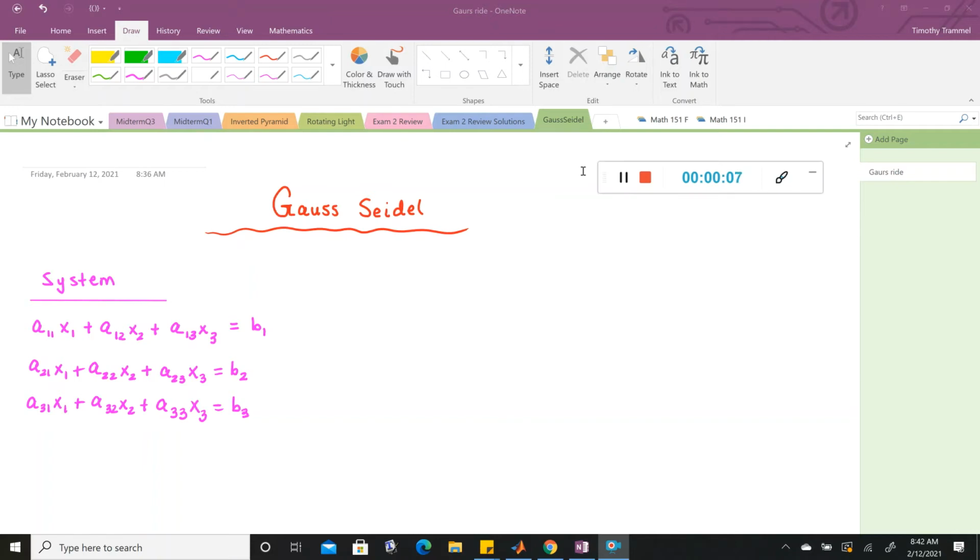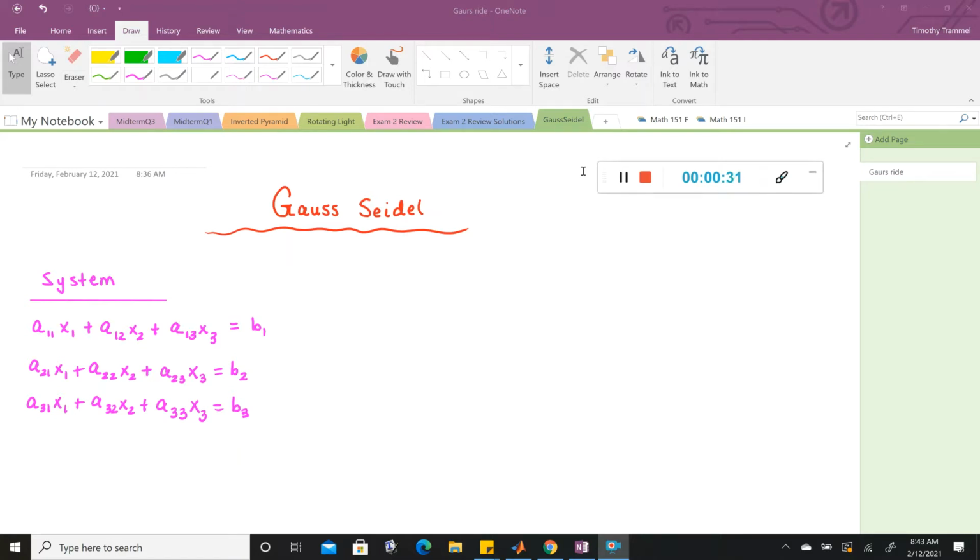Our goal today is to write or create a function that performs the Gauss-Seidel method for linear systems, and specifically we'll be looking at matrices A that are square. And so we have a system here of 3 equations, 3 unknowns.